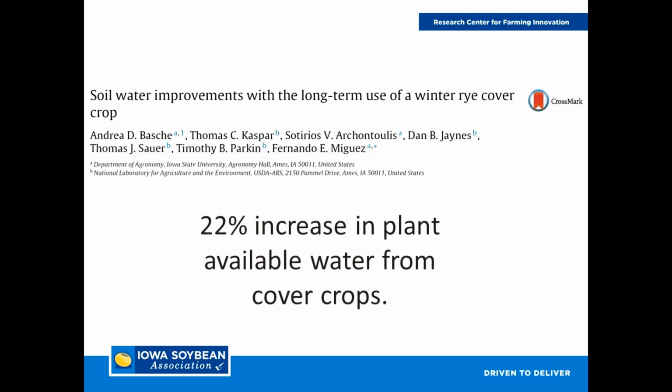I want to talk about a study related to cover crops. This is a recently published study where they took a long-term cover cropping system where they had 7 years of cover crops year after year after year, and they rotated corn and soybean. They measured plant available water in that rotation, and what they found was there was a 22% increase in plant available water from using cover crops. And as we think about this dry summer that we have, think about how much more efficient your crops would be if they had 22% more water.